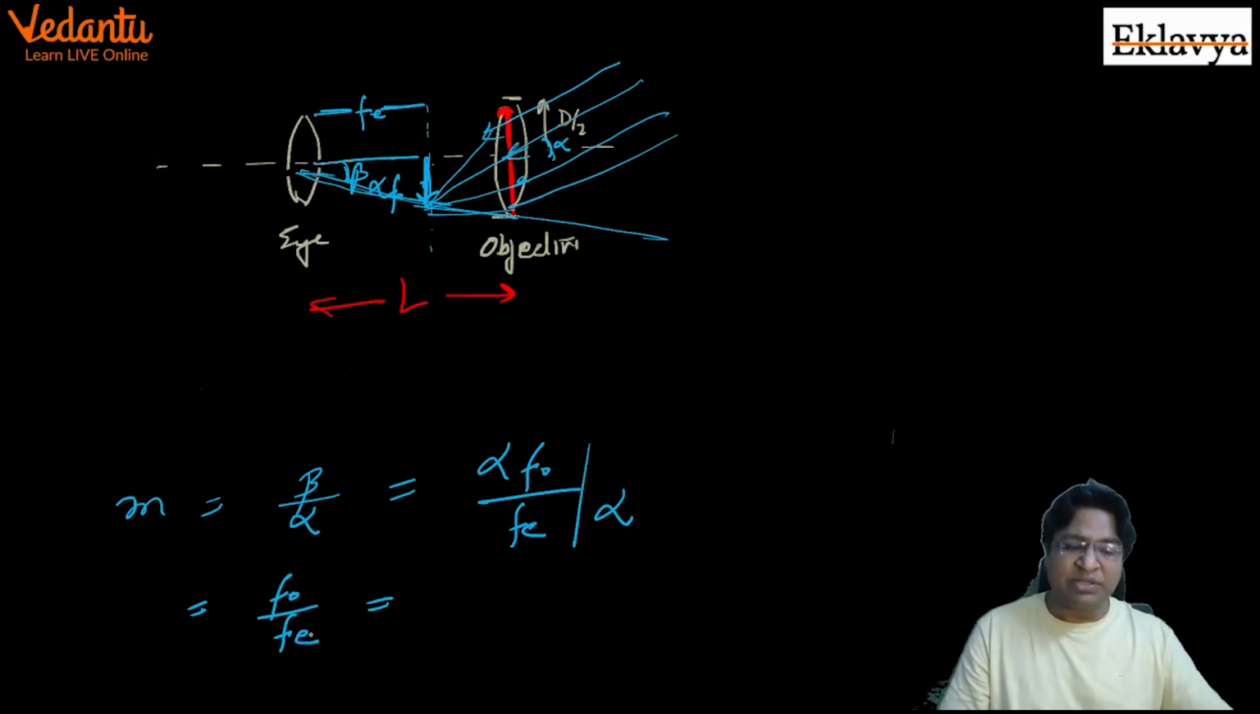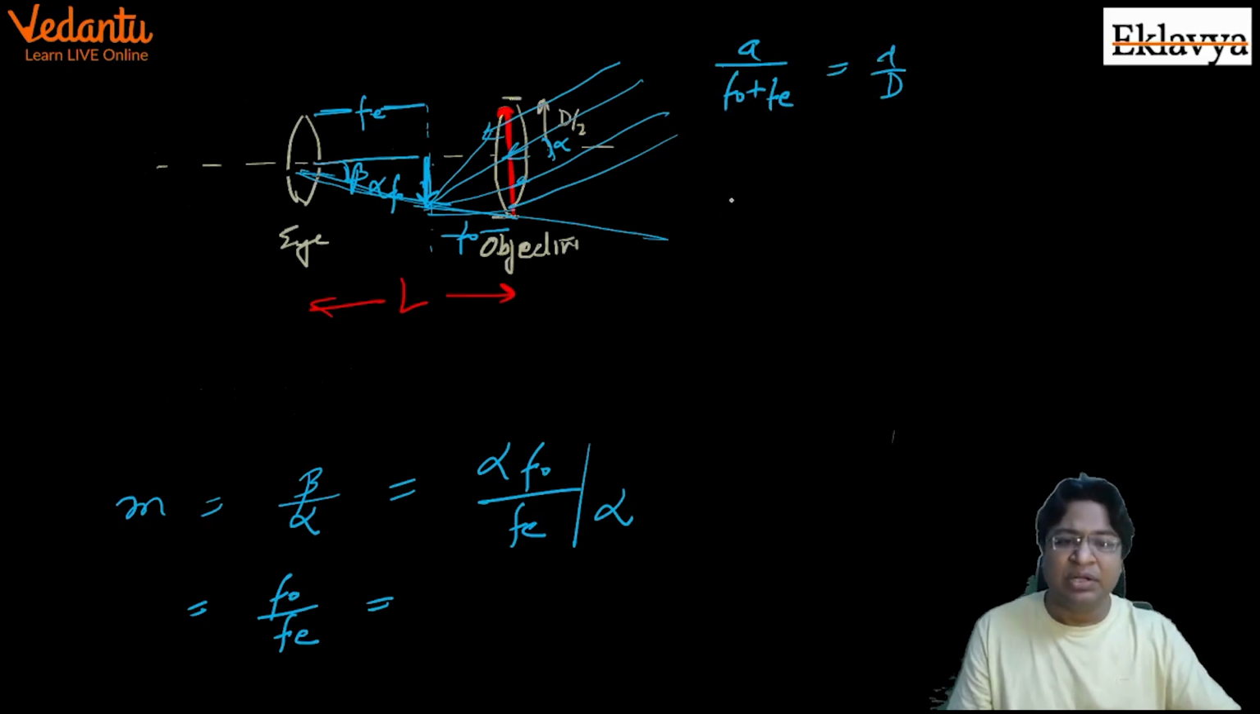Now we need to express this ratio in terms of this. So understand this, everyone. This length was f naught. So a divided by f naught plus Fe. This L distance is actually the sum of the focal lengths. All right, this is equal to d by capital D. So we want to know f naught by Fe.